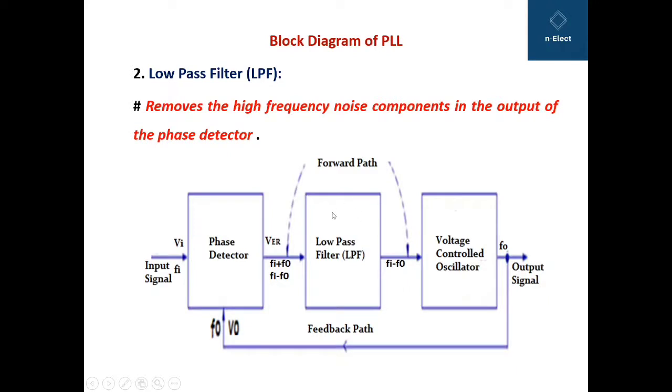Then comes the low pass filter. As the name suggests, it allows the low frequencies to pass, and that's why it removes the high frequency noise component in the output of the phase detector. Here we are getting two frequency components, Fi plus F0 which is the high frequency component and Fi minus F0 which is the low frequency component. So the high frequency component is removed because of this low pass filter, and only Fi minus F0 you will get across this voltage control oscillator as an input.